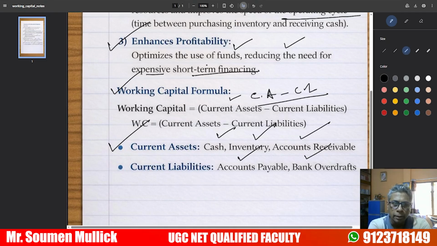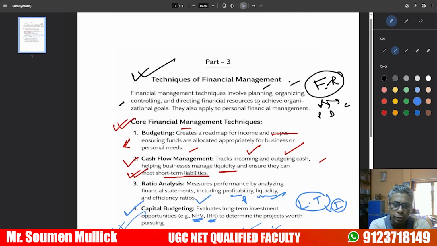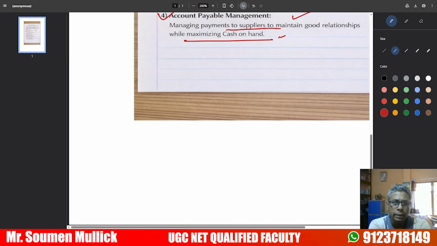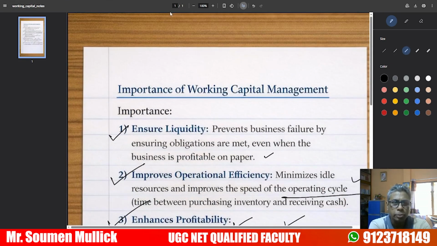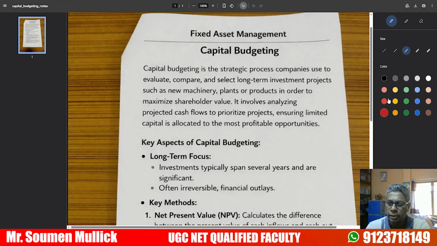Under the section of techniques of financial management, after the core financial management techniques, we learned working capital management. Next important area is fixed asset management. What is fixed asset management? Fixed asset management is a very important capital budgeting technique. Fixed asset management is related to capital budgeting. Capital budgeting is a strategic process.